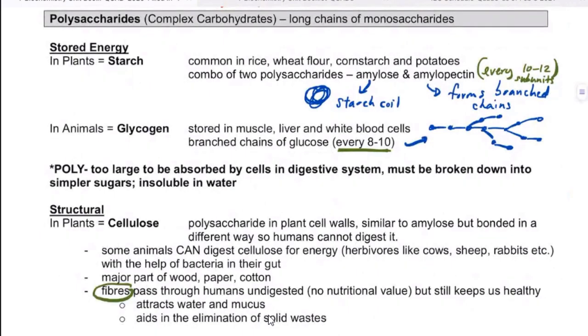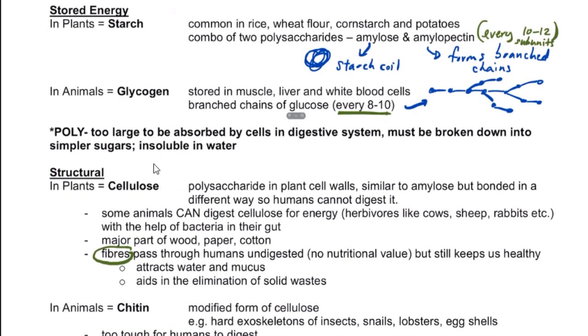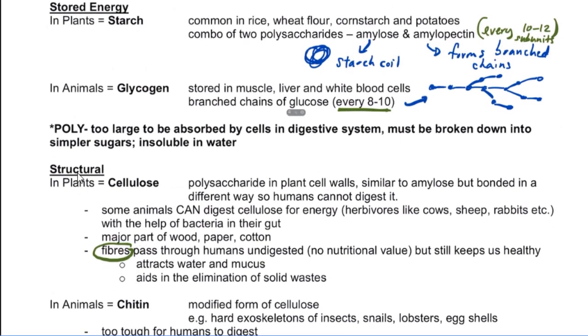Then we discussed polysaccharides really briefly, and we said that there are the stored energy version of them. So stored energy versus the structural version. And so you need to know that the starch is the plant stored energy version. The glycogen is the animal stored energy version. And then that cellulose and chitin are plants and animals' structural version.